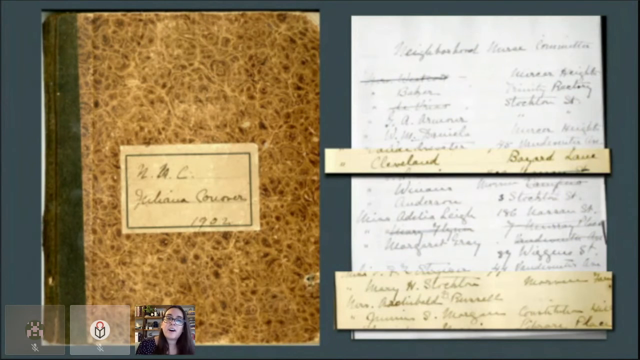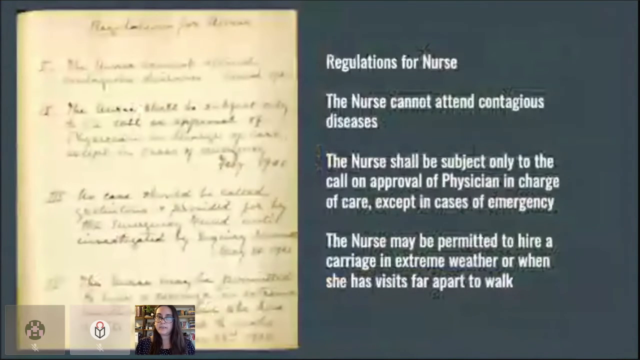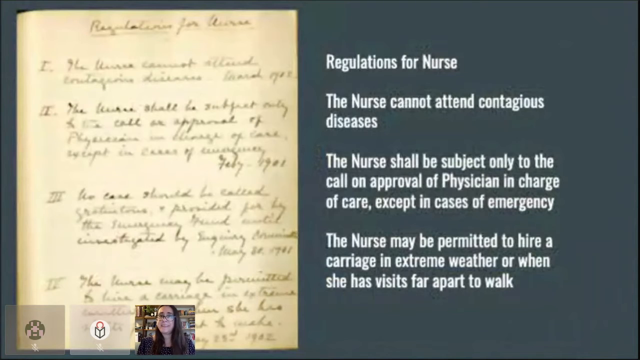Now, this notebook also includes a list of the regulations set for the neighborhood nurse, accompanied by dates, which I'm kind of assuming might have been the dates that these regulations were put into place, but I'm not 100% certain on that. Some of these regulations included that the nurse could not attend contagious diseases.